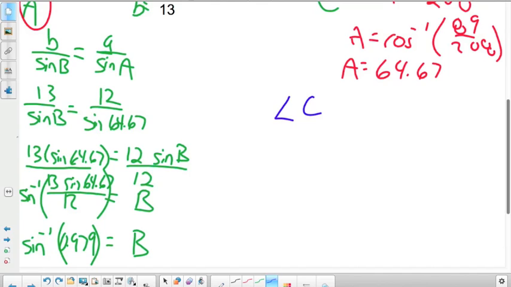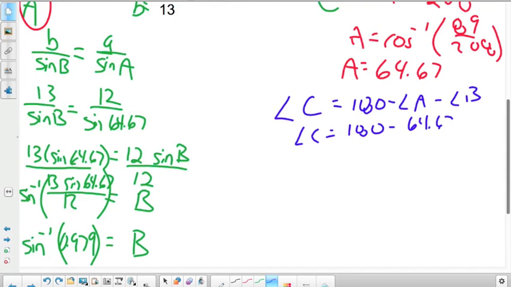So what we do is angle C is equal to 180 minus angle A minus angle B. So angle C is equal to 180 minus 64.67 minus, what's the last one? 78.29. So what's angle C? 37.